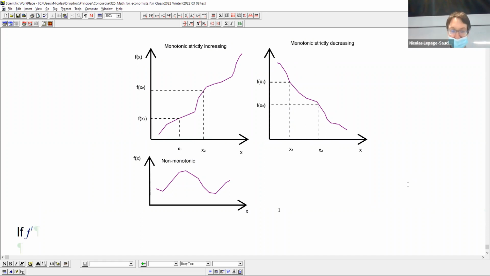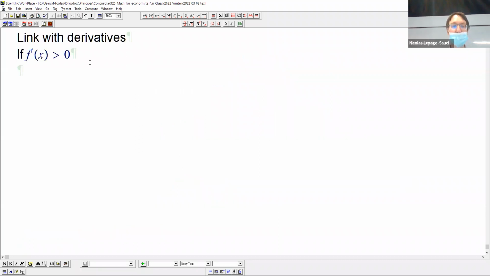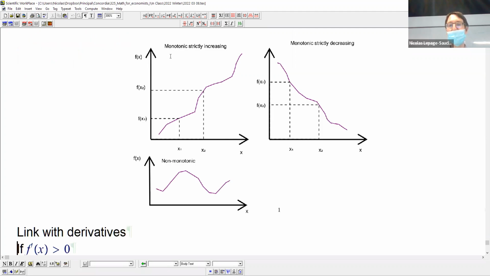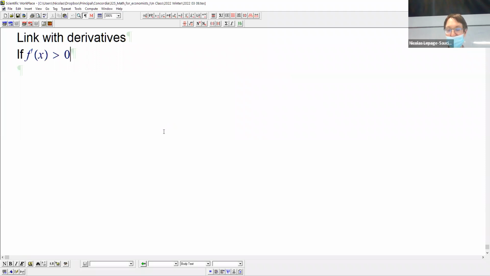So if f prime of x is greater than 0, think with derivatives. How do you know whether or not a function f is monotonic? You just compute the derivative. If you can compute it, maybe you cannot, and it might still be monotonic but non-differentiable. But if you can compute the derivative, then you will get that f prime of x is greater than 0 for all x.